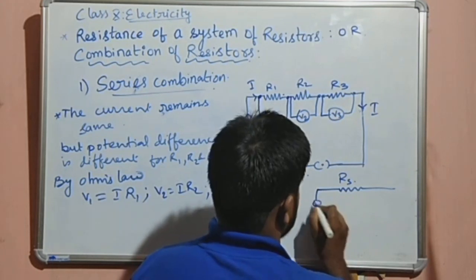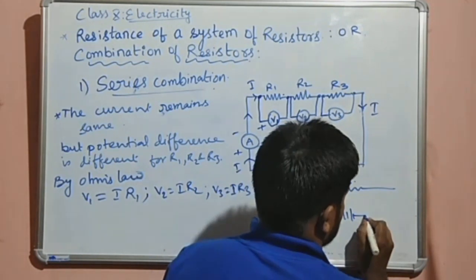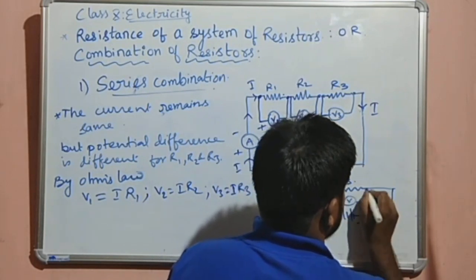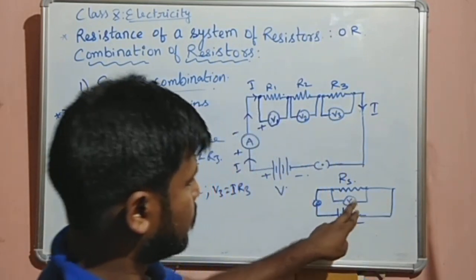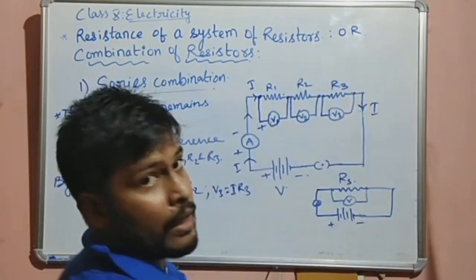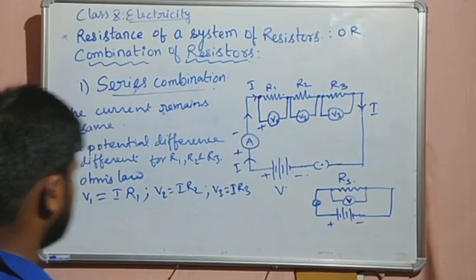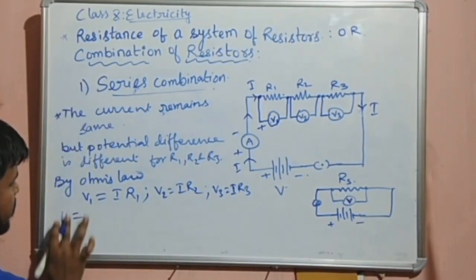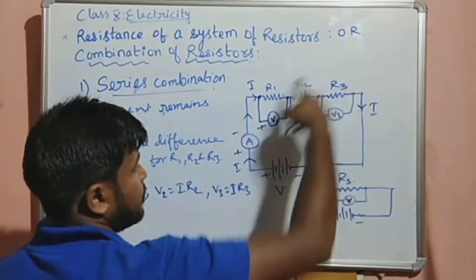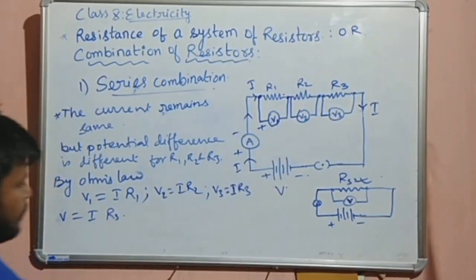Here is the emitter, here the battery. If you connect a voltmeter here, this voltmeter will show the total potential difference across this combination of the three resistors. So the voltmeter reading V volt, by Ohm's law, V is equal to I into the combination of resistors. What I have taken, the equivalent resistance of the three resistors, is R. Got it?